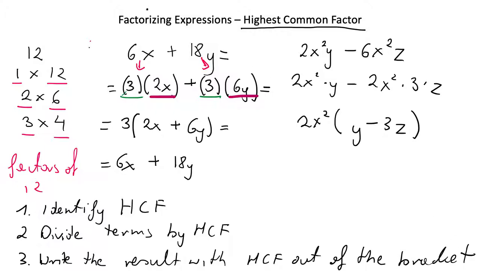Okay, let's do a couple more examples. So let's take a look at this example. For instance, 5xy squared minus 20x squared y. Okay, so my first term consists of 5 times x times y squared. My second term consists of minus 20 times x squared times y.